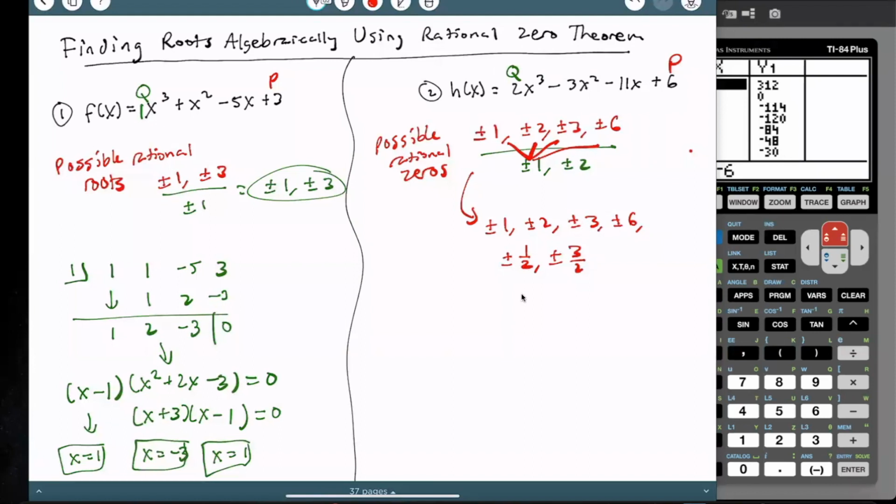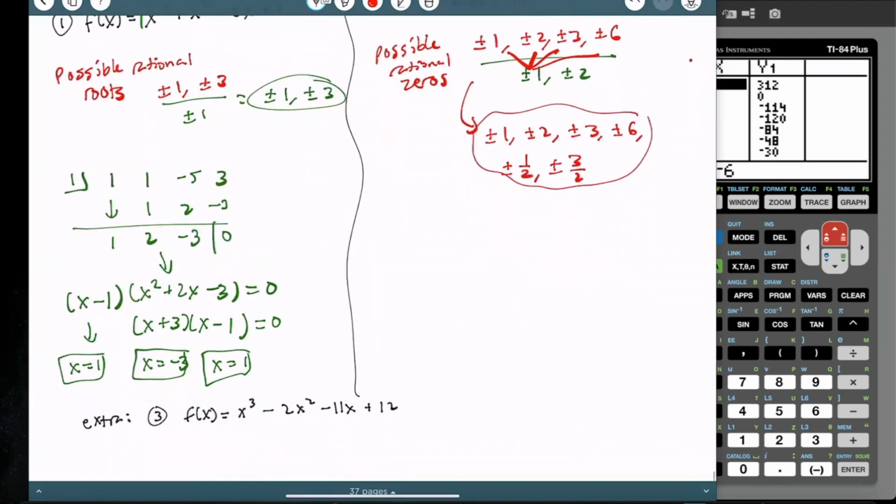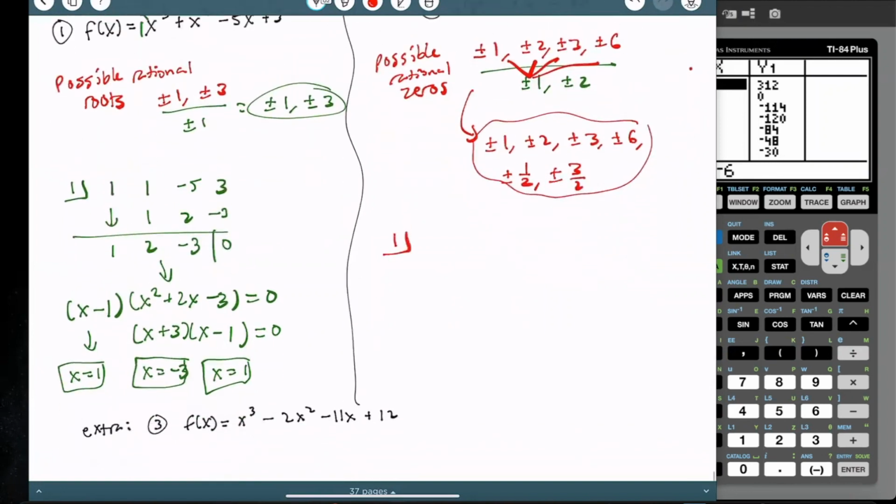So it looks like we have 6 possibilities, and then plus and minus, so 12 possibilities if you consider both the positives and the negatives. These are all the possible ones. I just need to check until I find one that works. So we can start with 1 again and see if we get lucky.